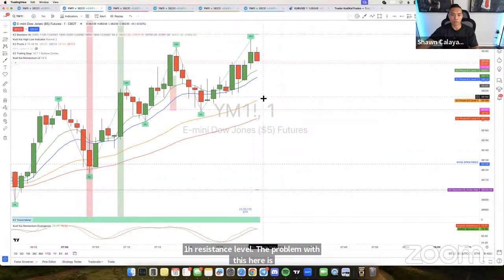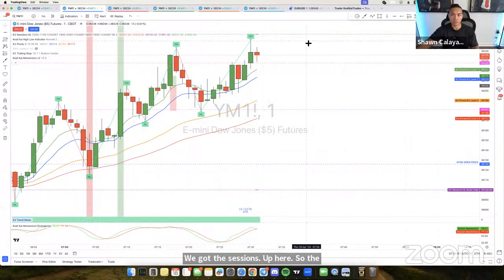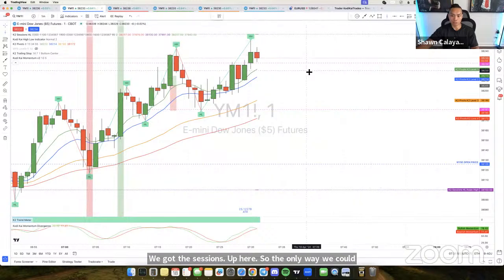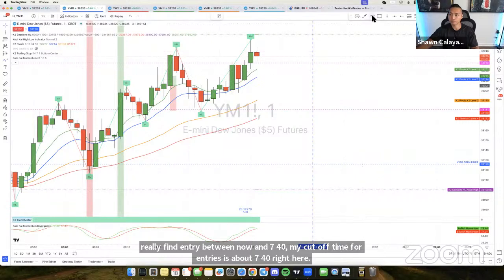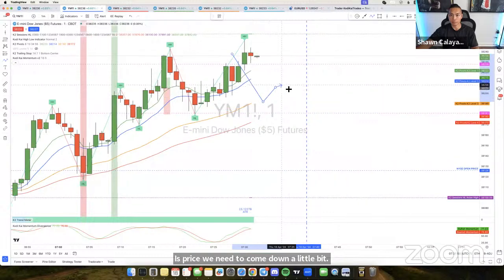we're now in a bunch of red flags. So we have news price up here. We got news price down here. We got the sessions up here. So the only way we could really find an entry between now and 7:40, my cutoff time for entries, about 7:40 right here, is price would need to come down a little bit, and then come back up from here.